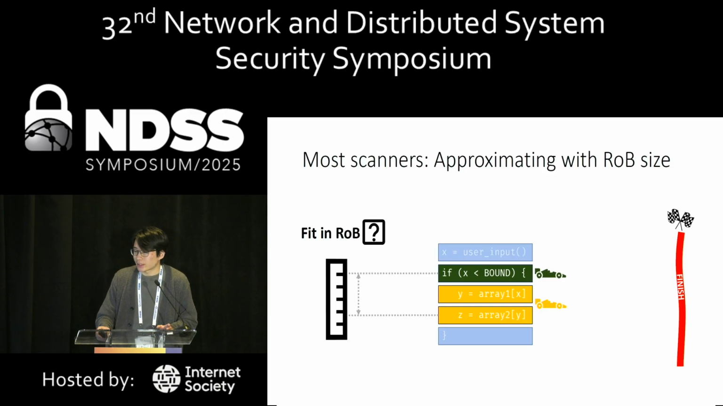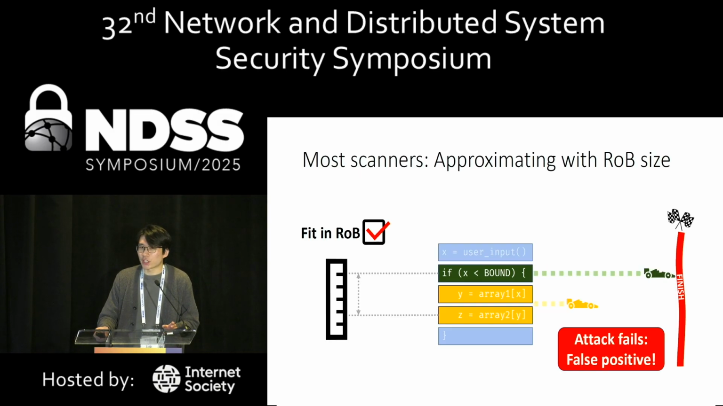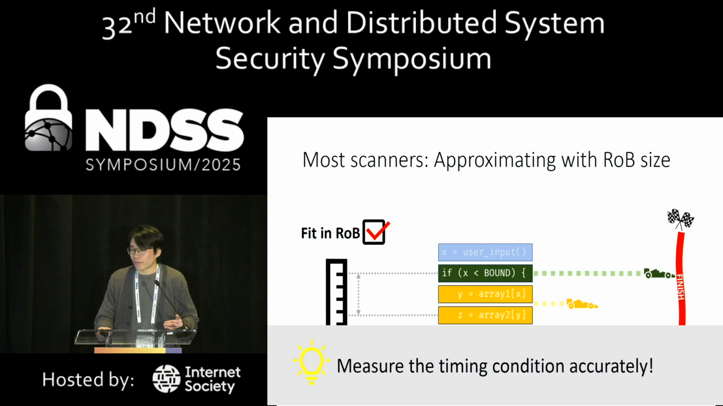These scanners simply look at the branch instruction and the secret leakage instruction and check whether they can fit into the reorder buffer. If that's true, these scanners would just assume that the leakage instructions can happen before the misprediction recovery. However, this approximation is too simple and conservative because instruction timings depend on a lot more factors than the size of the reorder buffer. To avoid these false positives, it's important for us to measure the timing condition accurately in our tool.